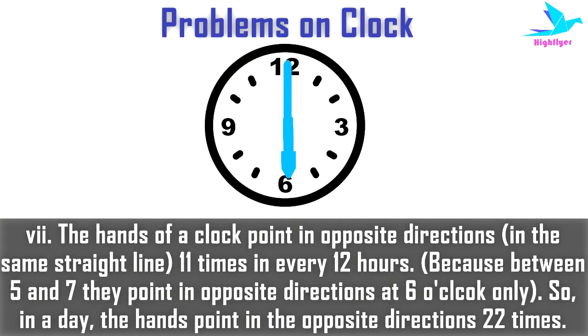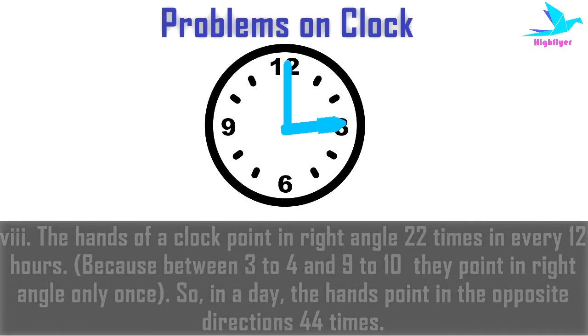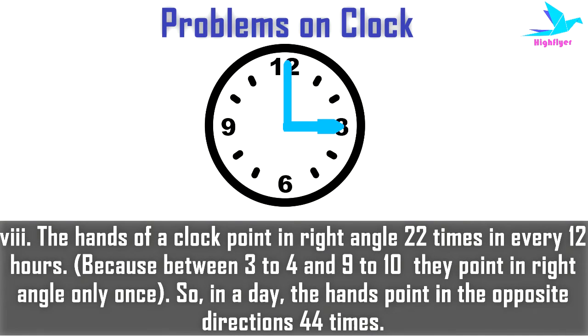2 hours. Next concept. The hands of a clock point in right angle 22 times in every 12 hours. Because between 3 to 4 and 9 to 10, they point in right angle only once. So in a day, the hands point at right angle 44 times.